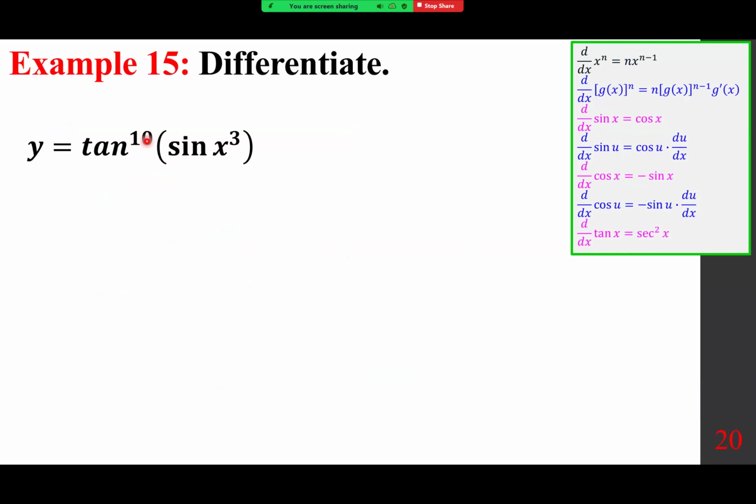Differentiate y is tan to the power of 10 of sine x cubed. You can even, if it helps you, just get rid of this and make it like g of x and tan to the power of 10. It's important to understand this means the following: tan of sine x cubed, to the power of 10. The reason I want to write this is because I want you to see that you are using the extended power. So 10 sits in front.